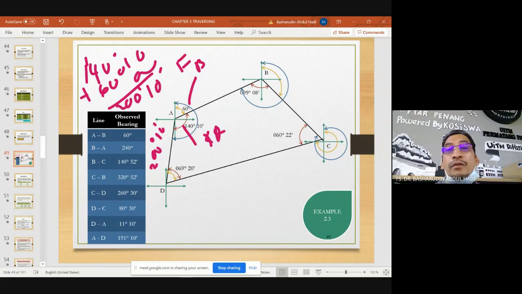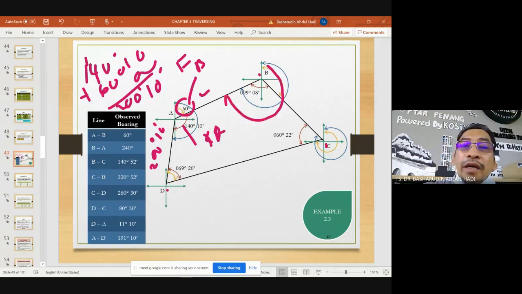Okay, so you also can calculate this one: B to C, C to D. I calculate with you D to A, so you can calculate. Alright? Okay, so for example you have 60 degrees here. You also can know that it is 60 degrees here. B to A means that the difference is 180 degrees, right?